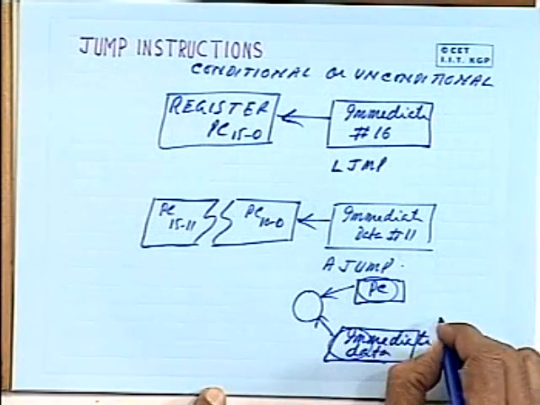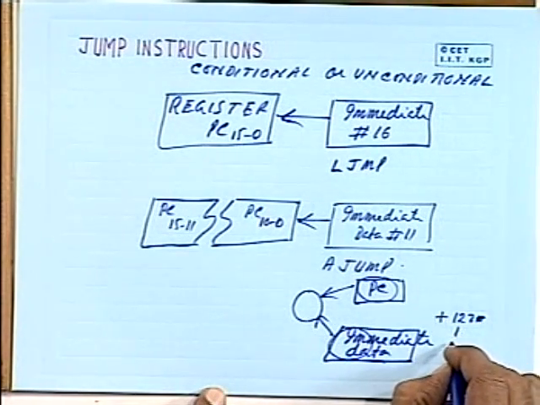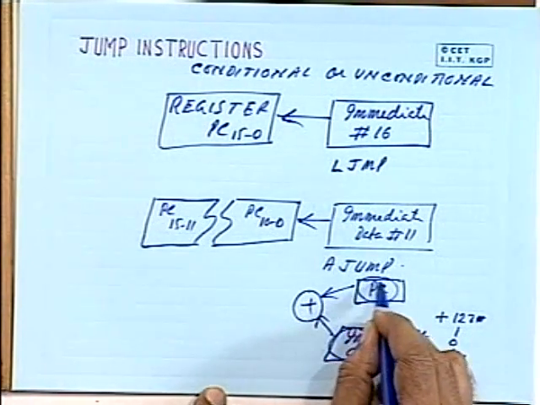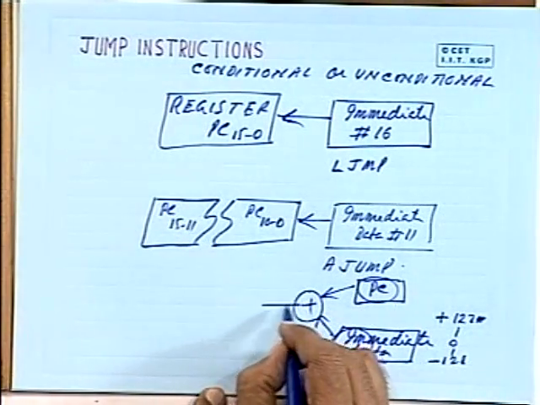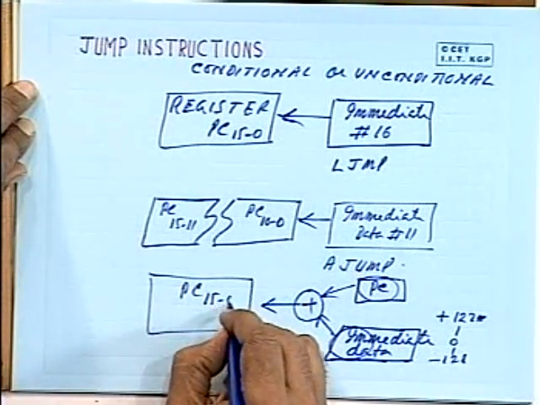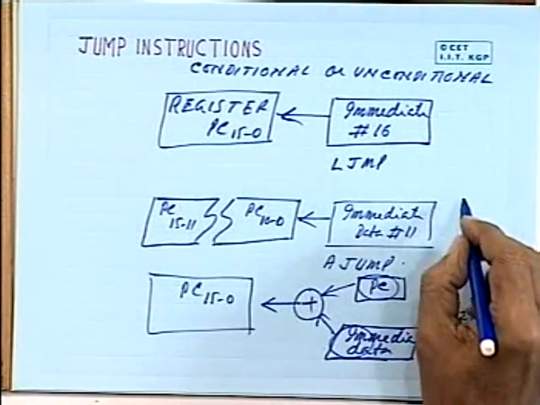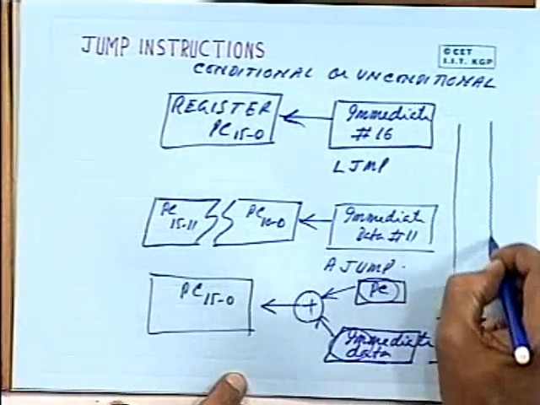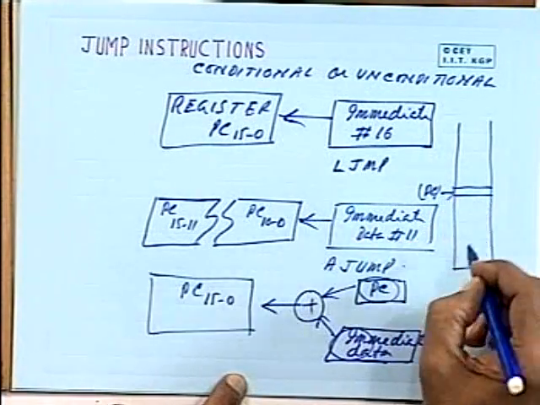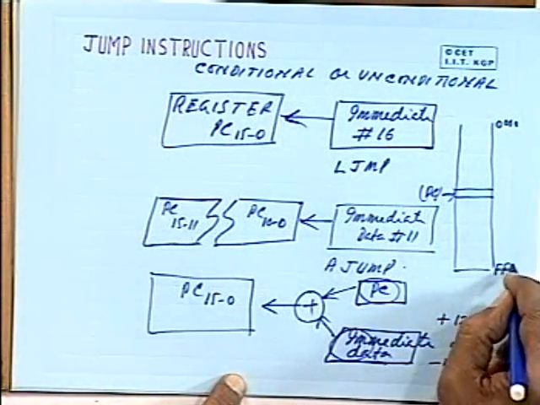That immediate data can be, say, plus 127 to 0 to minus 128. So that is added with the program counter. The content of the program counter is added with this immediate data, then the jump takes place and the program counter is loaded by this value, PC 15 to 0. So this is called short jump, because you can jump only within a range. Suppose this is the memory, and this is the present value of the program counter. Say this is your 0000 and this is your FFFF, let us assume.